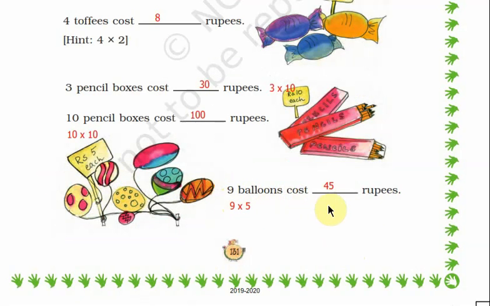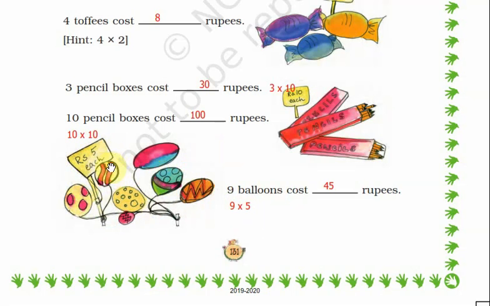9 balloons cost dash rupees. You can see here balloons are there and the cost of 1 balloon is rupees 5. Each balloon costs 5 rupees. If you take any balloon, you have to pay rupees 5 for each. So you have to purchase 9 balloons. What will be the cost of 9 balloons? That is 9 times 5.